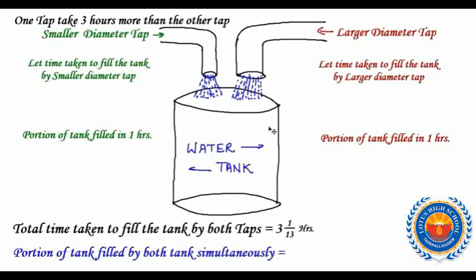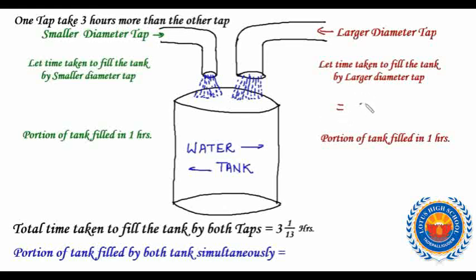Here in this question you will see that this is a water tank and two taps are connected to it. One is the larger tap and the second one is the smaller diameter tap. Obviously, if both start to fill the tank, the smaller diameter tap takes more time in comparison to the larger diameter tap, and according to the question it takes 3 hours more. Now, to solve the question, first let us make an assumption. Let us assume that the time taken to fill the tank by the larger diameter tap is x hours.